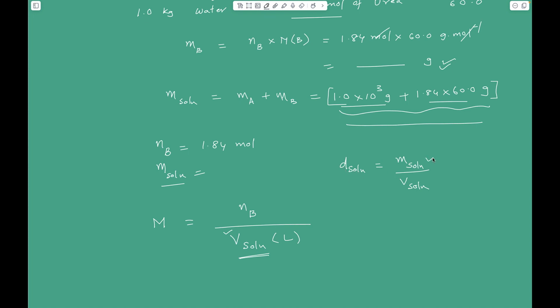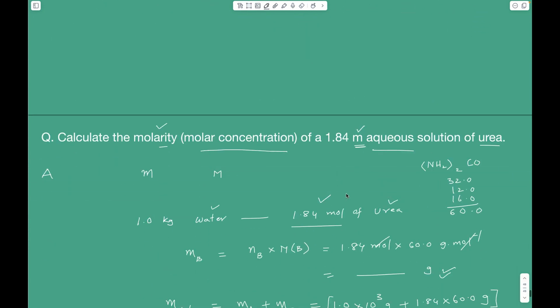I know the mass of the solution, so to figure out the volume of the solution, I need to know the density of the solution. So I cannot answer this question with this information alone. To answer this question, I must also be given the density of the solution. Pay attention to that. Not the density of the solvent or the solute.